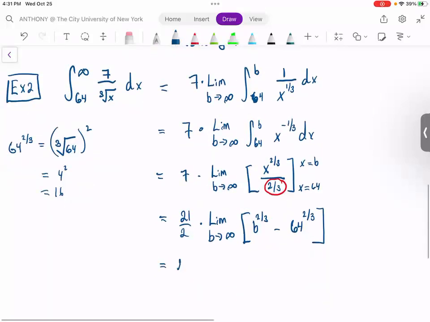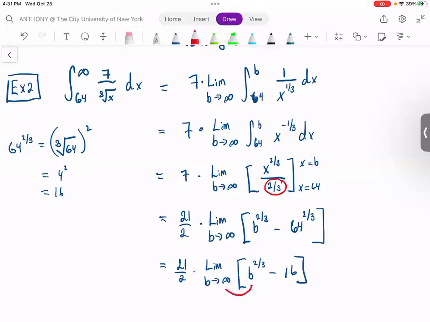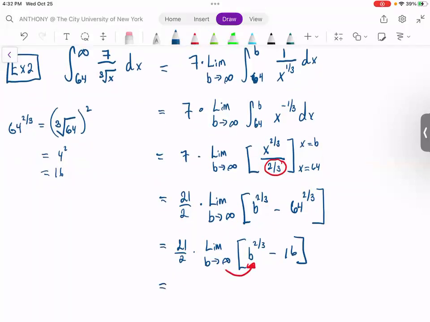All right, so we have 21 over 2 times the limit as b approaches infinity of b to the 2/3 minus 16. What happens when I replace b with infinity? What do you think we're going to get? We're going to get back infinity. So if you have 21 over 2 times infinity minus 16, what is my result going to be? Infinity. And if we're going to get infinity as an answer, then what do I know about the improper integral? Diverges.